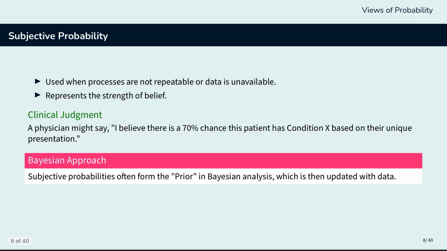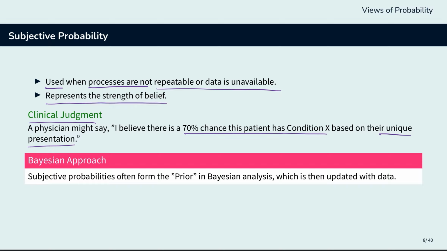Subjective probability is used when processes are not repeatable or data is unavailable. This represents the strength of belief. For example, a physician might say that there is a 70% chance this patient has condition X based on their unique presentation.